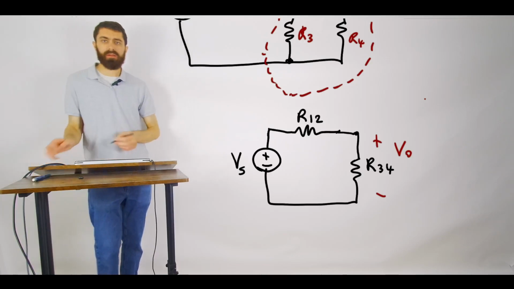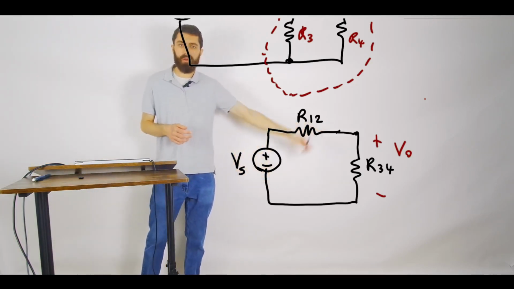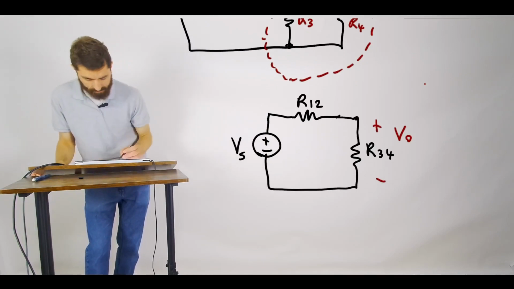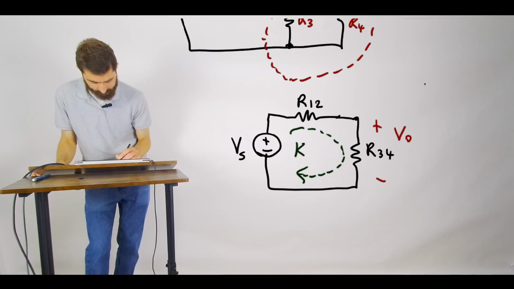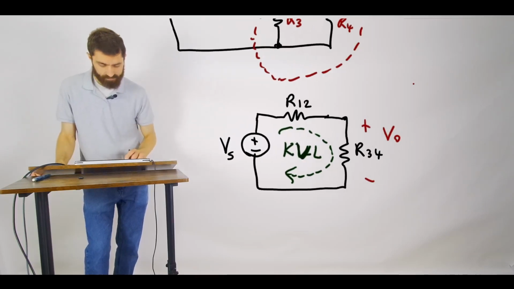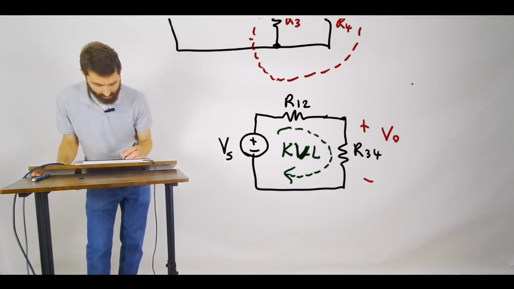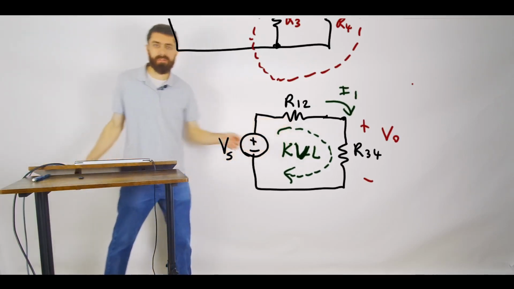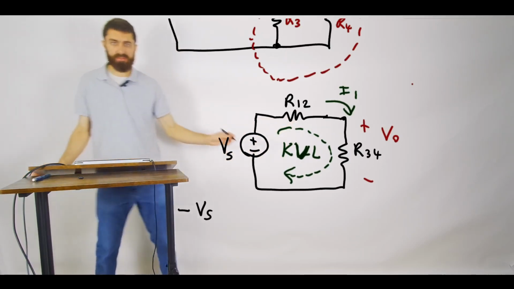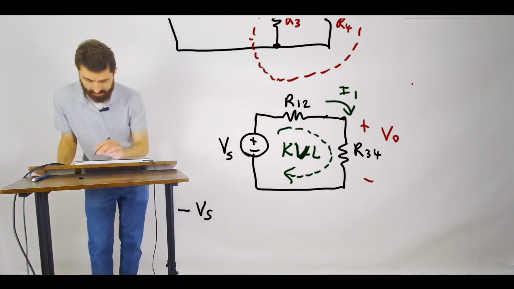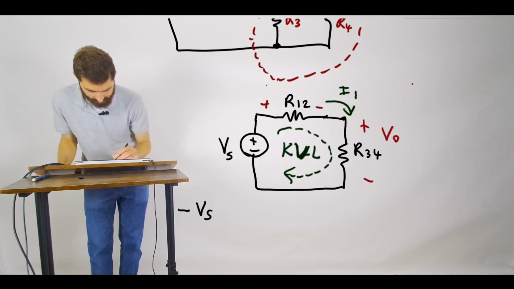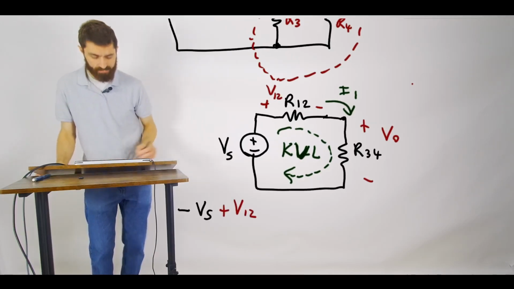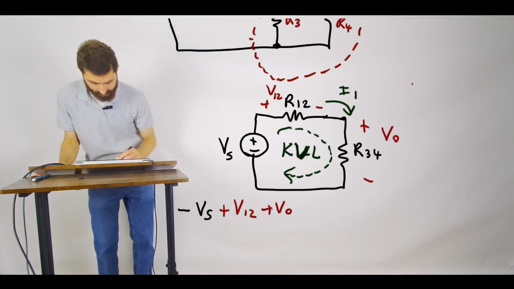So then we can go ahead and do our KVL here. We can do a KVL loop here. And let's define this current as I1. So then going around this loop here, we have minus Vs because we hit the minus sign there. And then let's define this as plus V1,2. So then plus V1,2, and then plus V0 is equal to 0.